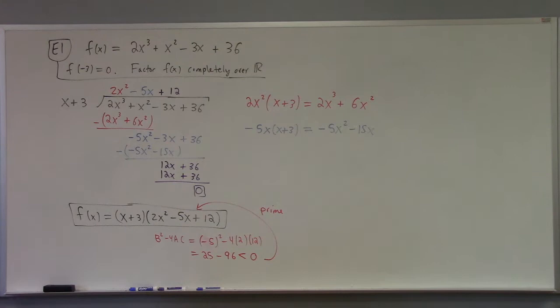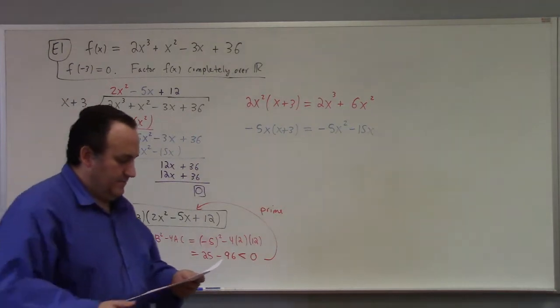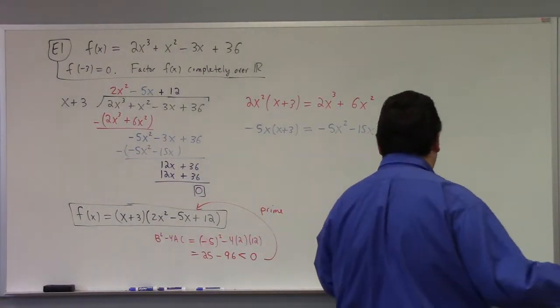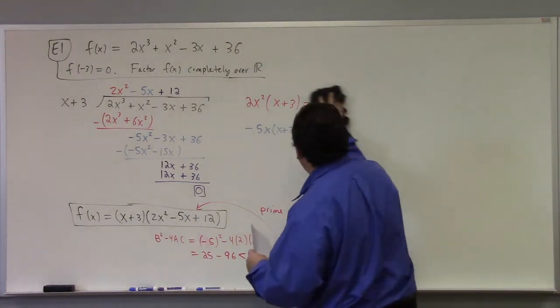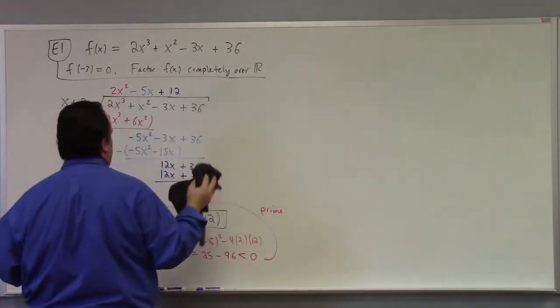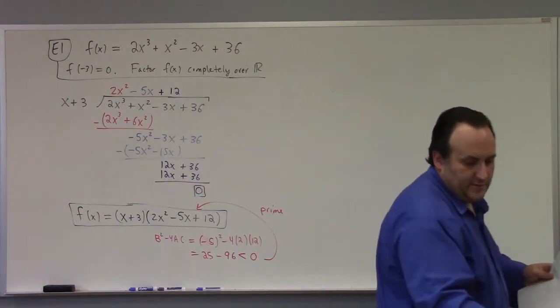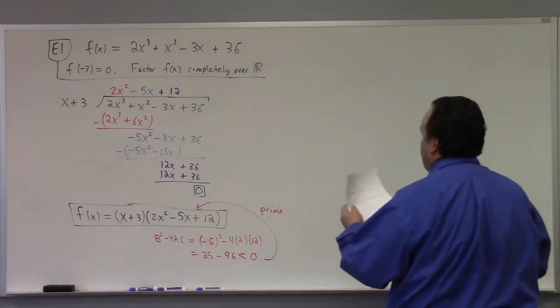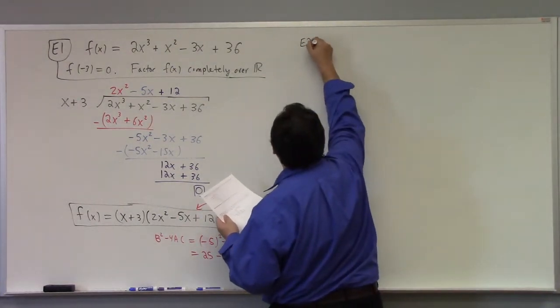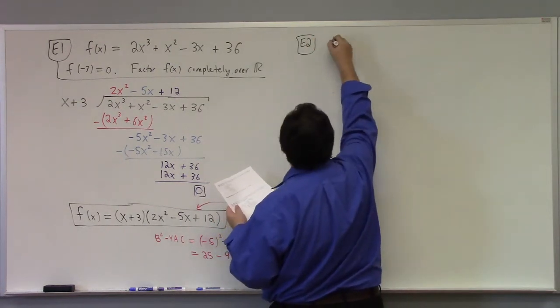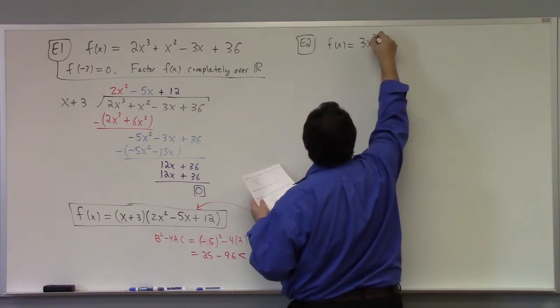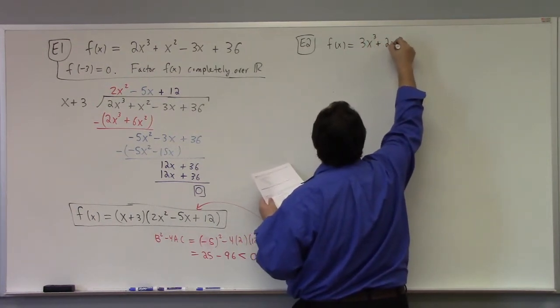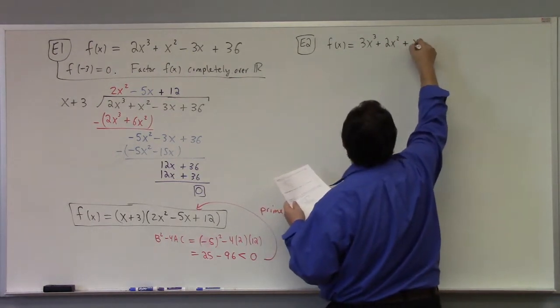All right, example 2. Let's see here. Example 2 is going to be a little bit different, actually. What I'm going to do in example 2, I'll do it over here, just so we can have them side by side. I'm just going to do a long division, just plain old do it. So I'm going to look at f of x equal to 3x cubed plus 2x squared plus x plus 3.